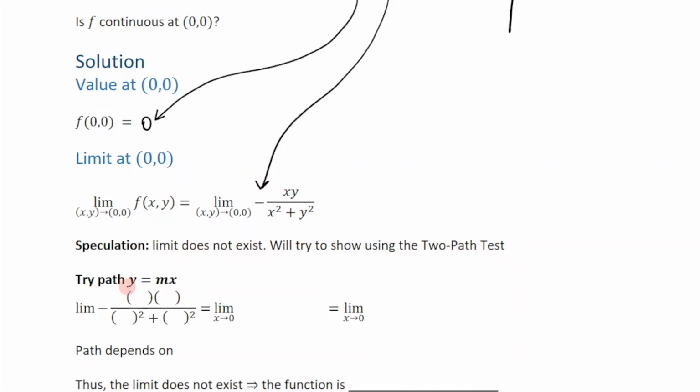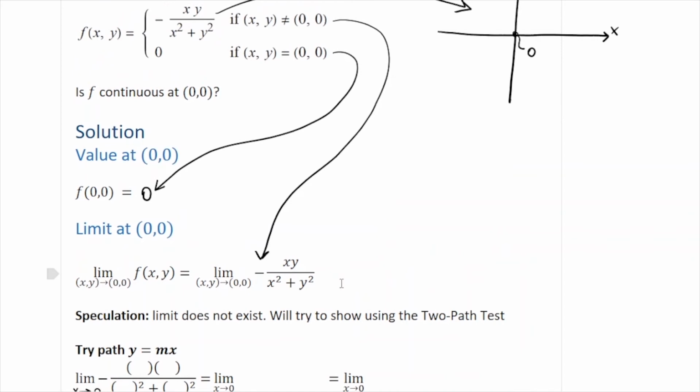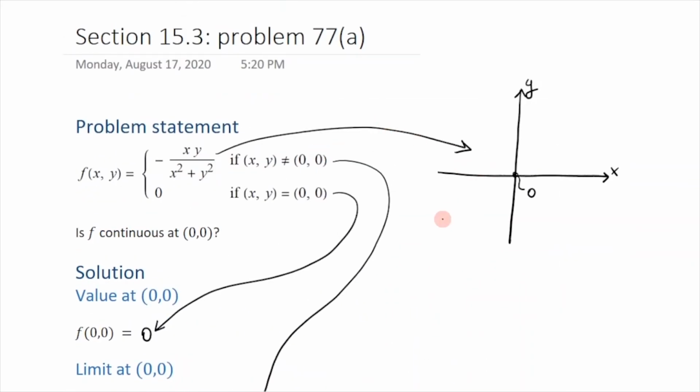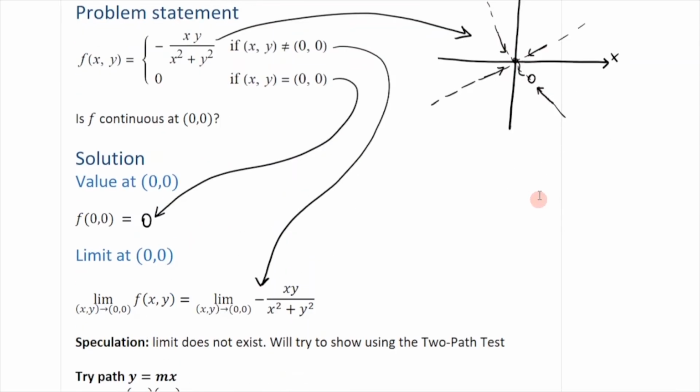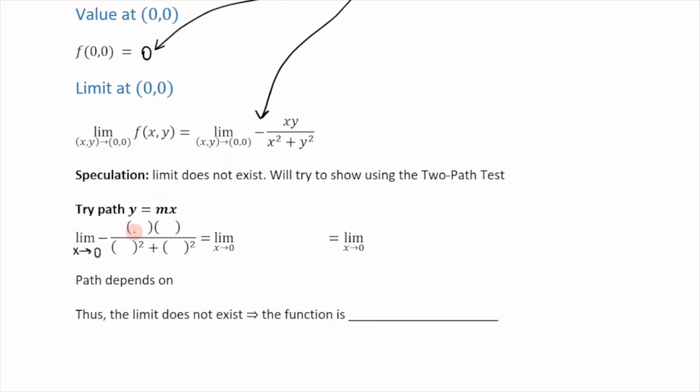The paths I've tried were y equals m times x. So here we will be left with only the x variable, which will be approaching 0. Oh, sorry, one thing I forgot to mention: y equals mx are paths like this or like this that you see they converge on the point of interest, which is why those are good choices. Okay, so we are filling in these blanks.